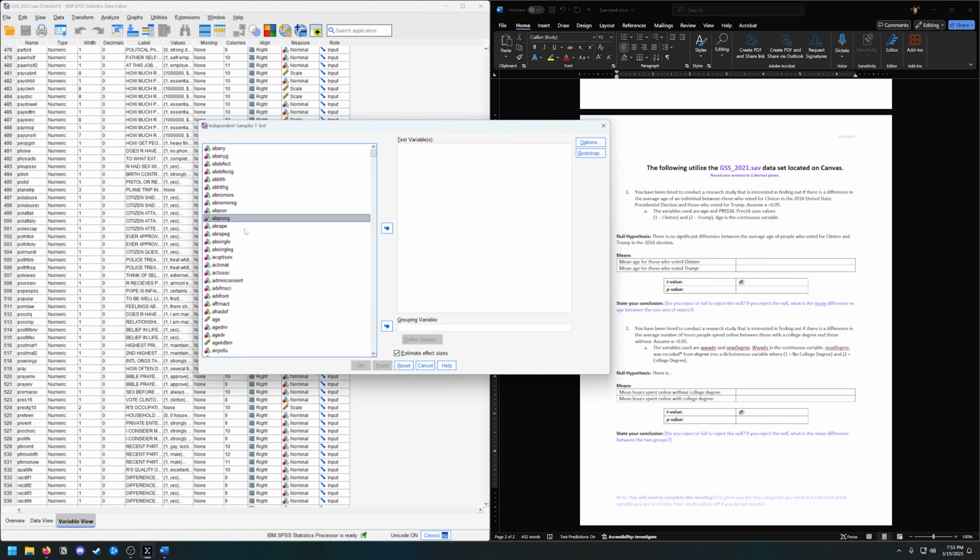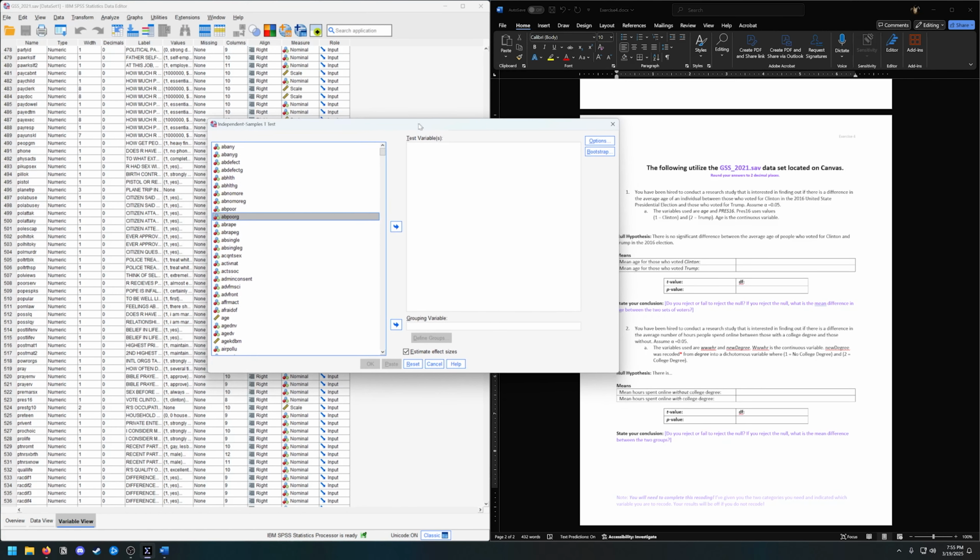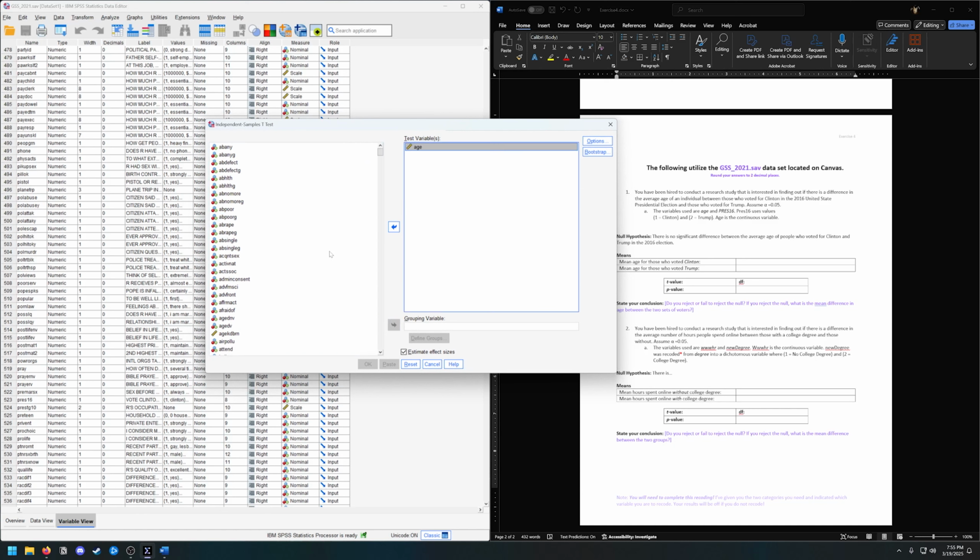Again, right click, display variable names. So we're testing the mean difference, right? So the test variable is age, because I've told you, right there. And then our grouping variable, i.e. the categorical variable that has the groups, is pres16, which is right here.